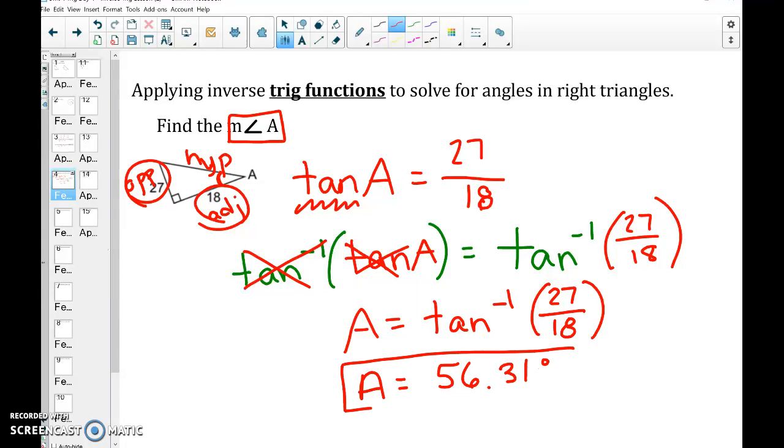56.31 degrees. Now, if you've got your own calculator, which is a little bit more advanced, you can just type it in straight. So you can hit second tangent. You should see the tan with the little -1 symbol.